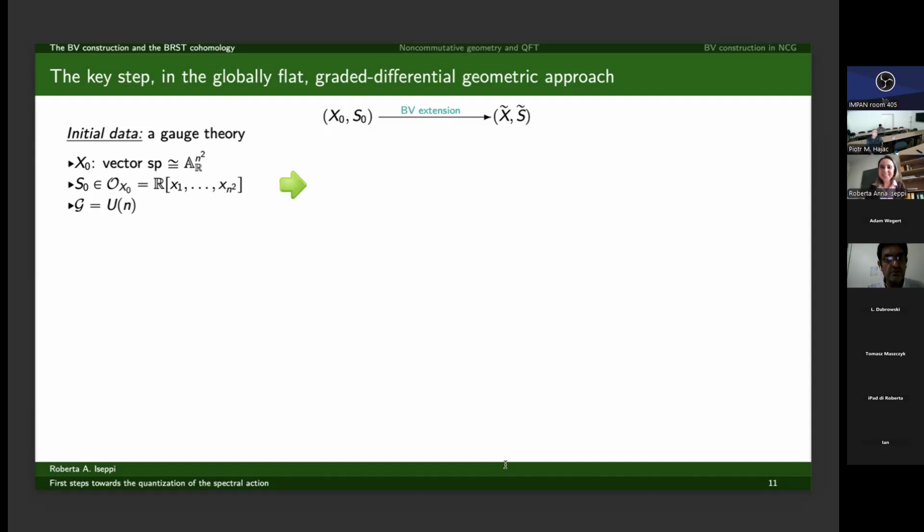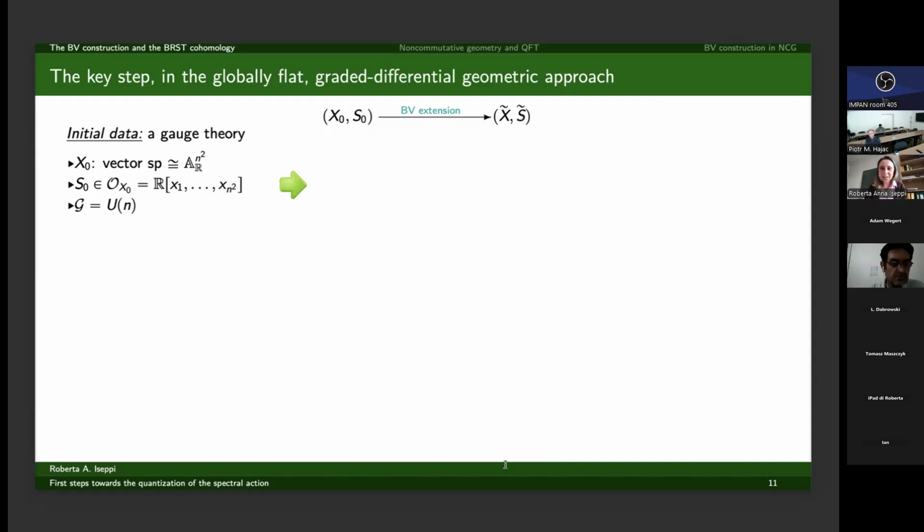Because I was saying it's the moment to put a bit of structure on what we are doing. So the initial theory is just our gauge theory, in the simplest example. We are considering a vector space as a configuration space. And the action functional is just going to be a polynomial that can be viewed as an element in the structure ring of our affine variety. And as a gauge group, we are taking U(N).